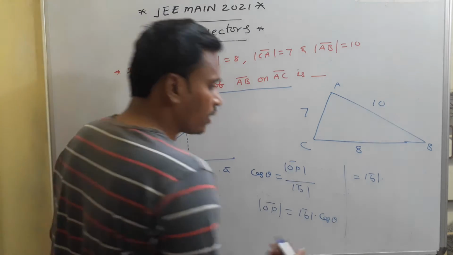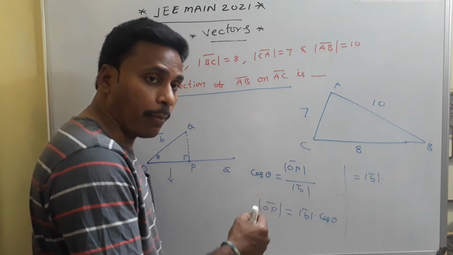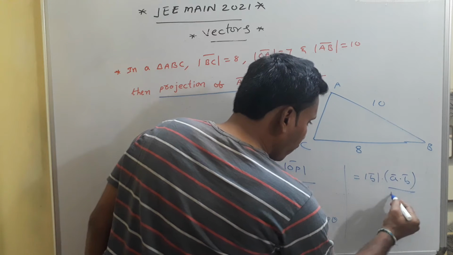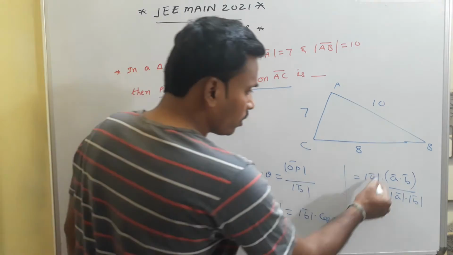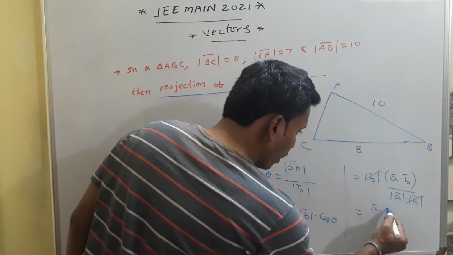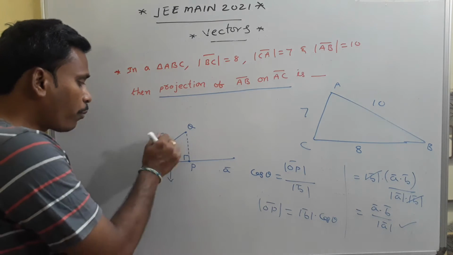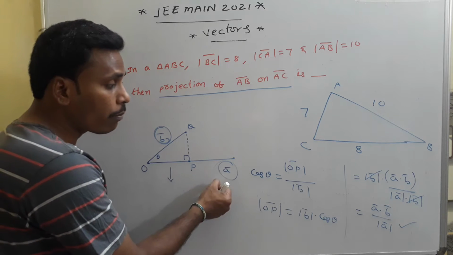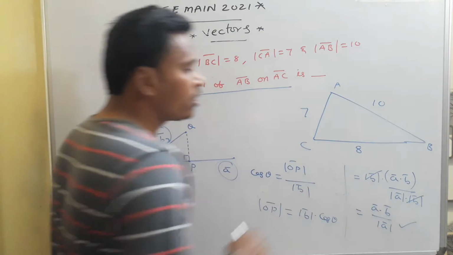Using dot product, it is nothing but A bar dot B bar divided by modulus of A bar modulus of B bar. And together, this mod B bar gets cancelled, and you are left with A bar dot B bar by modulus of A bar. Finally, the projection of B bar on A bar is nothing but A bar dot B bar by modulus of A bar, because on A bar I am saying, so that A bar is in the denominator.